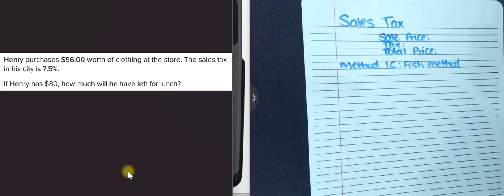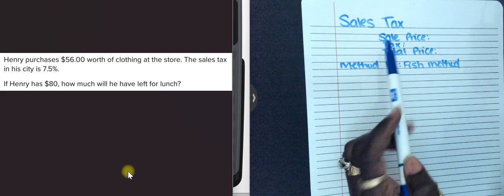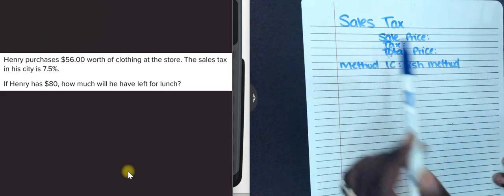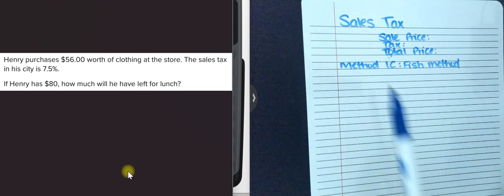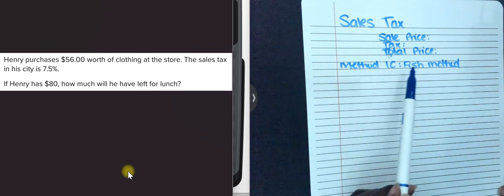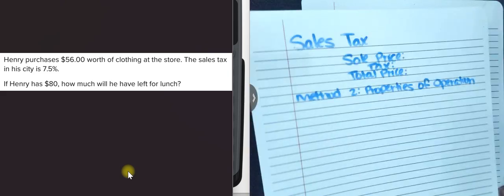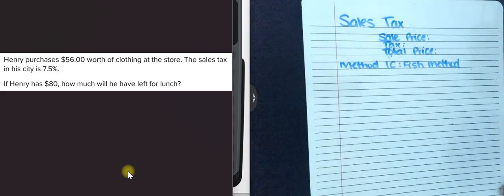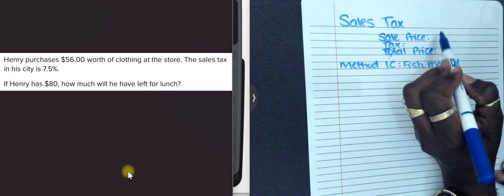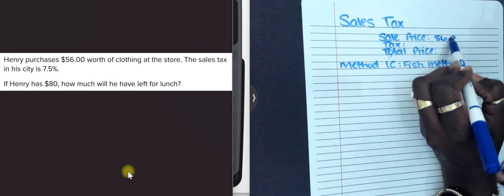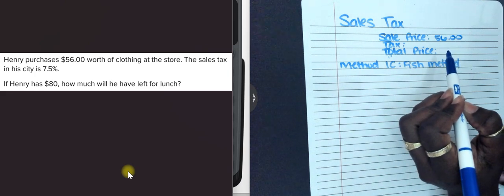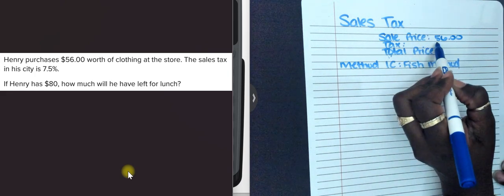Okay, so let me go back. We're going to reread it and we're going to fill in what we know into our story. Okay, and we're going to use two methods this time. We're going to use method 1C, which is the fish method. And then we're also going to use method 2, which is going to be the properties of operation. All right, so the sale price is going to be $56. And the sales tax in his city is 7.5%.